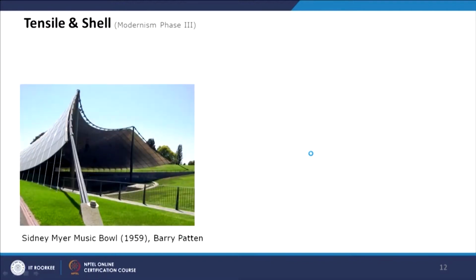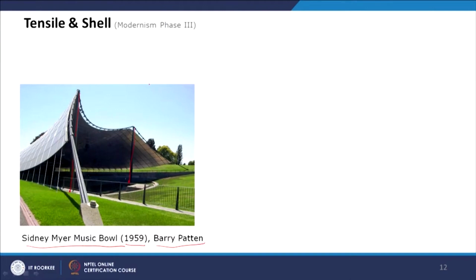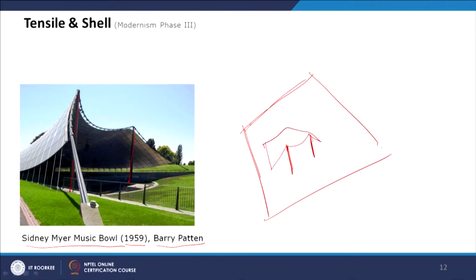Another example of a tensile structure is the Sydney Myer Music Bowl, whose picture was shown earlier. This is designed by Barry Patten, in Sydney, and almost in a similar time frame, 1959. The steel masts are taking the load of this membrane. If you look at the design, it looks like from this green patch of greenery, these two steel members are lifting this membrane out of the green field.